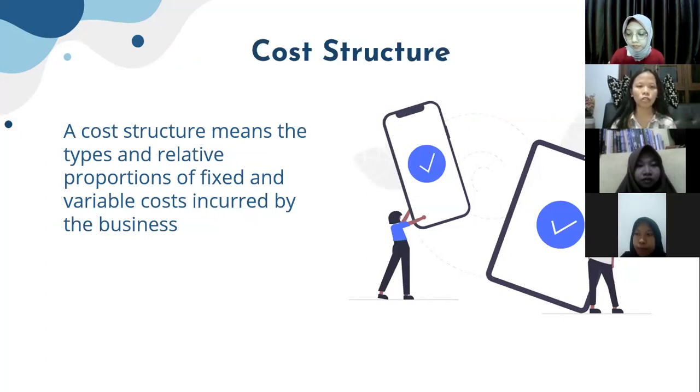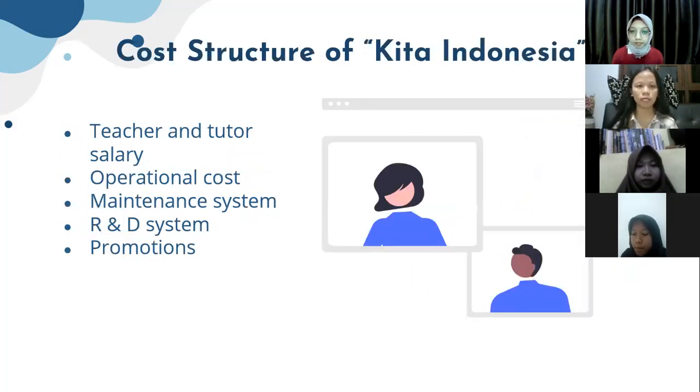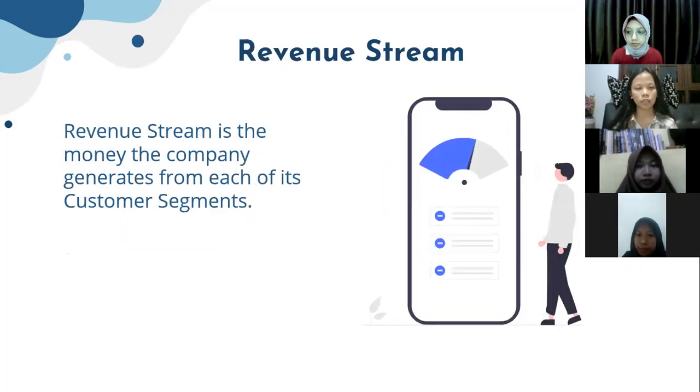Next is cost structure. A cost structure means the types and relative proportion of fixed and variable costs incurred by the business. Next. Cost structure of Kita Indonesia. There are teacher and tutor salary, operational costs, maintenance system, R&D system, and promotion. Next. Next is revenue stream.